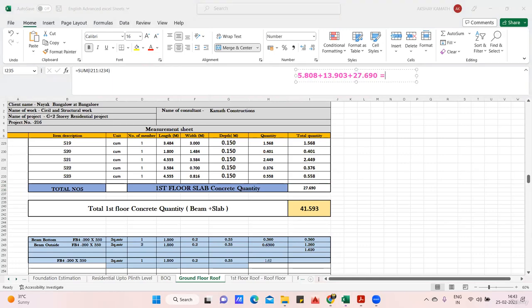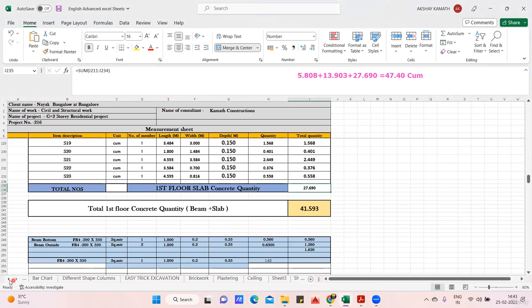So add all these things. We'll check how much answer I'm getting. 5.808 plus 13.903 plus 27.690. So 47 I'm getting. Okay, 47.40 cubic meter I'm getting. This is up to the first floor. Along with that, you need to add the staircase portion, the lintel and the chajja portion also.